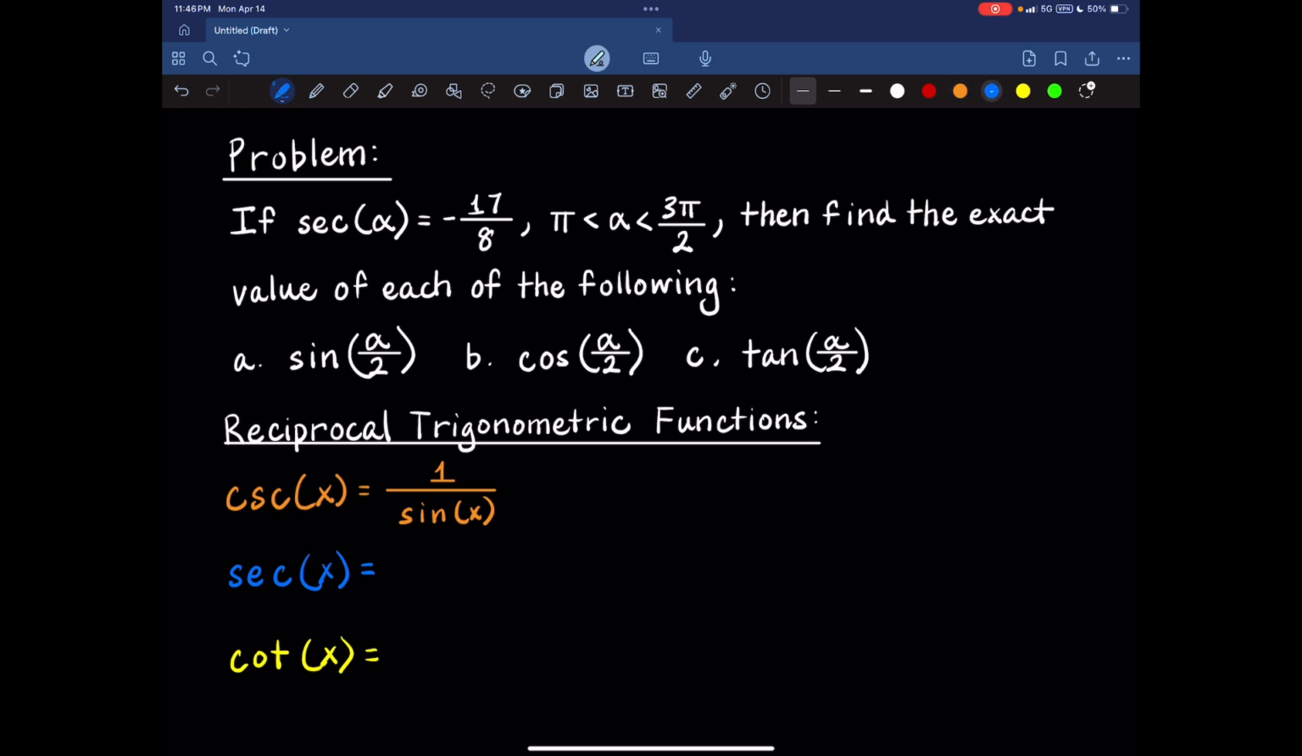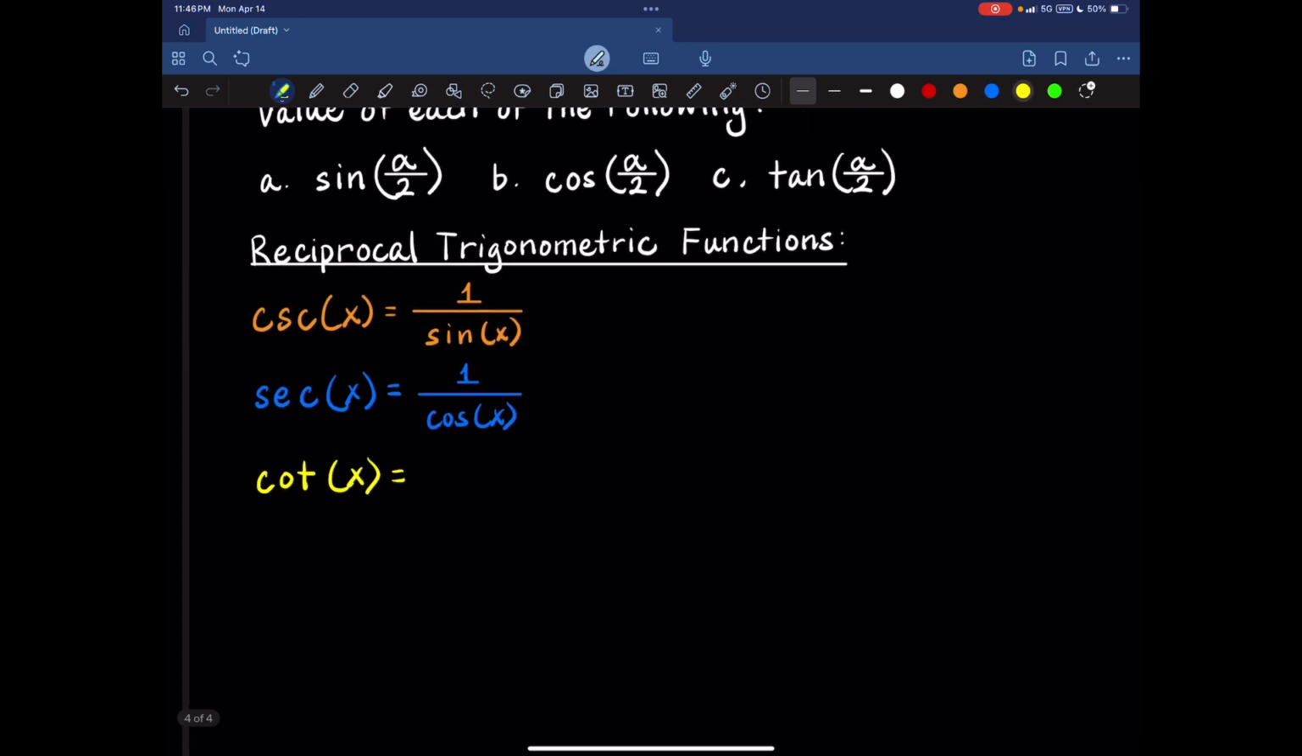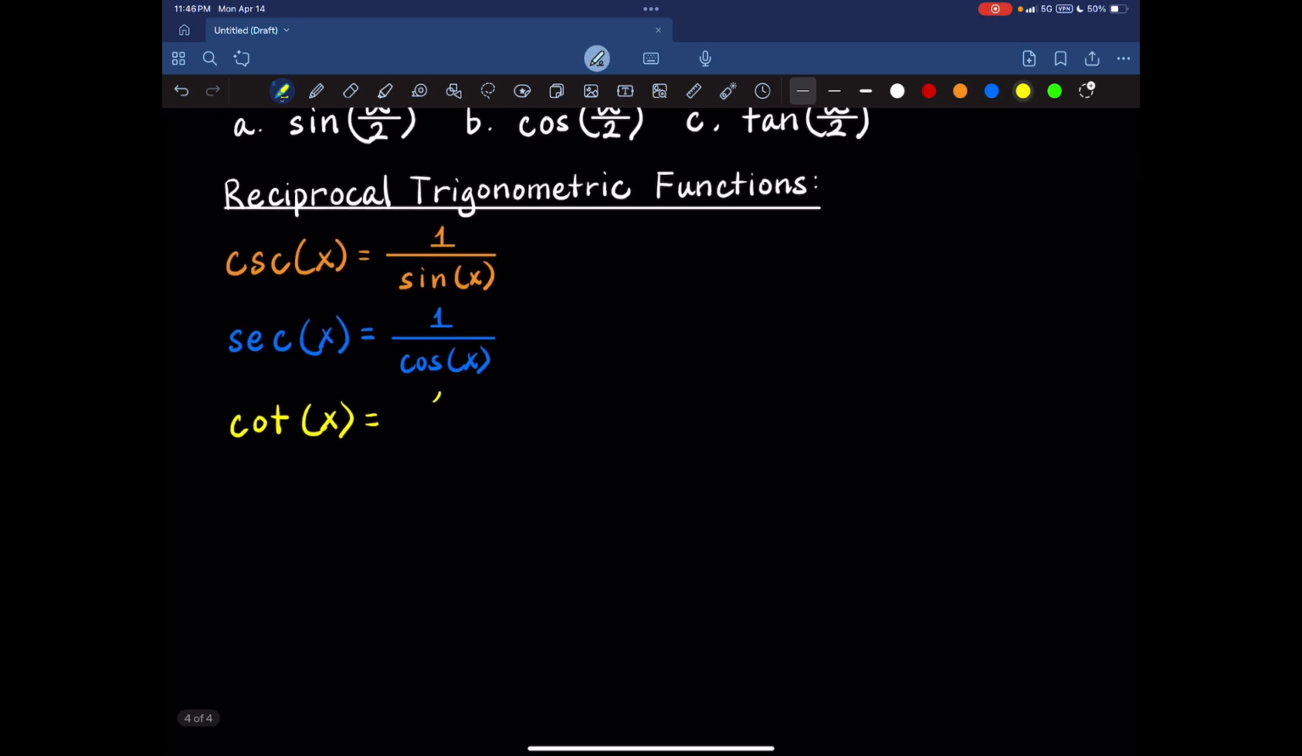And the secant of x is equal to 1 over the cosine of x. Again, the reciprocal of cosine of x. And finally, the cotangent of x is equal to 1 over the tangent of x. And again, the reciprocal of tangent of x.